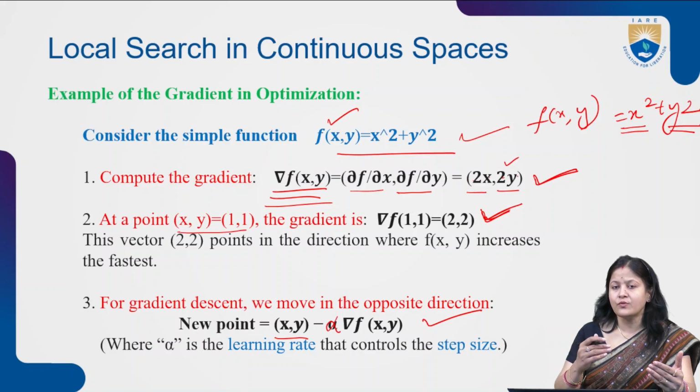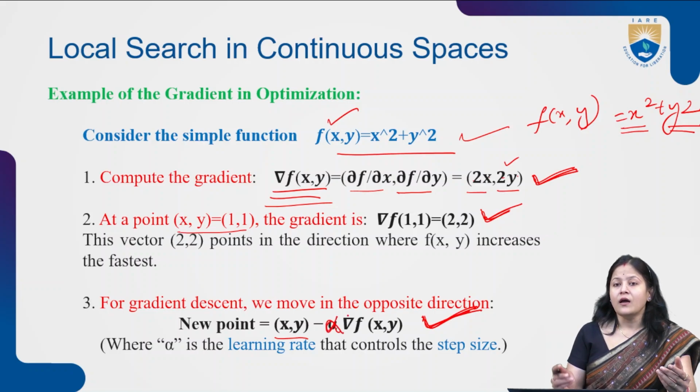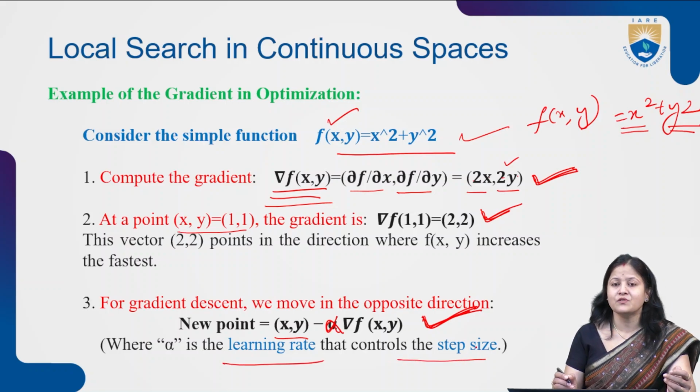So when the local search uses the gradient method, it tries to explore the neighboring state by following these formulas. This is for the original point and this is for the new point, and while exploring the new point, it considers another parameter called alpha. Here alpha is called the learning rate and it controls the step size.